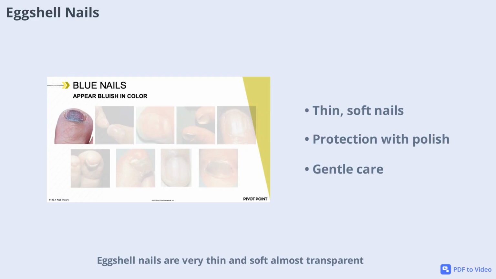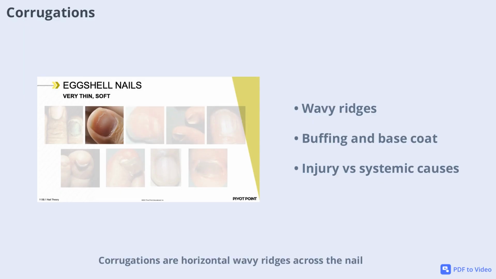Eggshell nails are very thin and soft, almost transparent. They require gentle care and protection as they are prone to damage. Applying polish can help protect these fragile nails. Regular monitoring and gentle handling are key to maintaining nail health in clients with eggshell nails. Corrugations are horizontal wavy ridges across the nail, easily recognizable. If caused by injury, they may grow out and disappear, but systemic conditions can cause permanent ridges. Lightly buffing and applying a base coat can help smooth the nail surface and protect it from further damage.